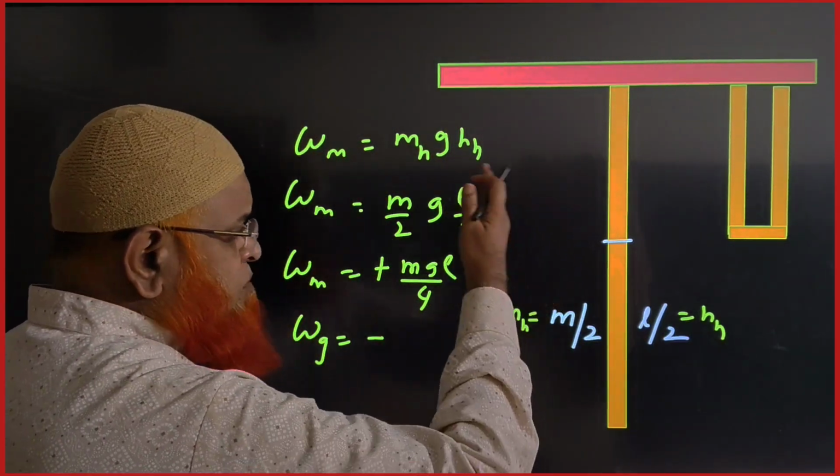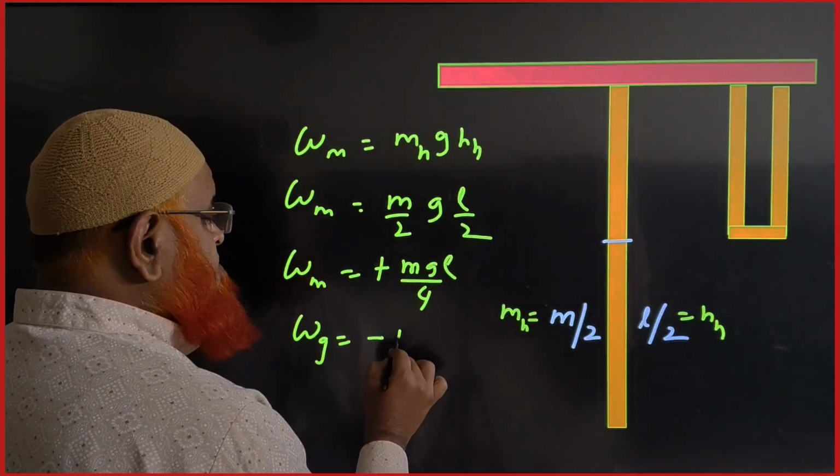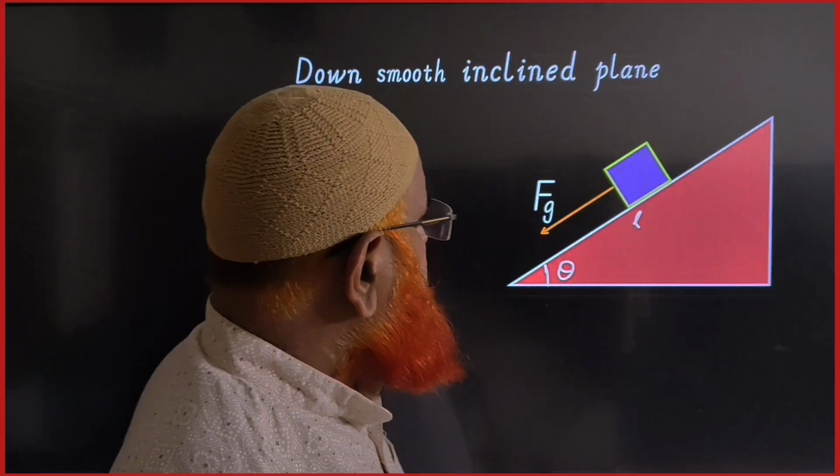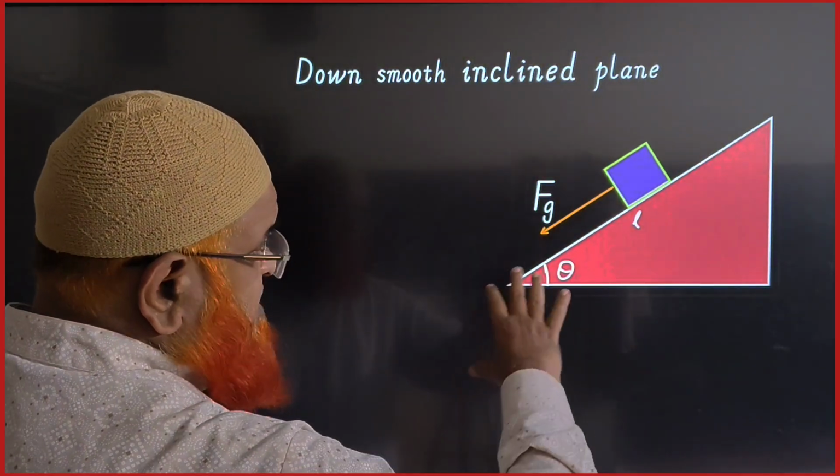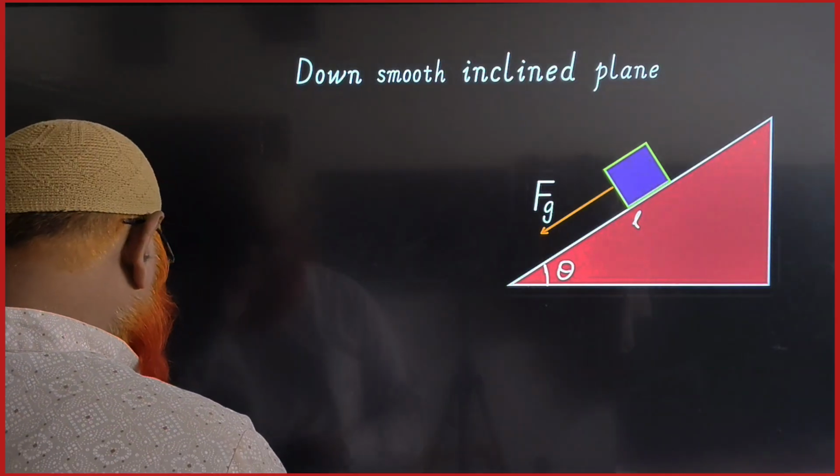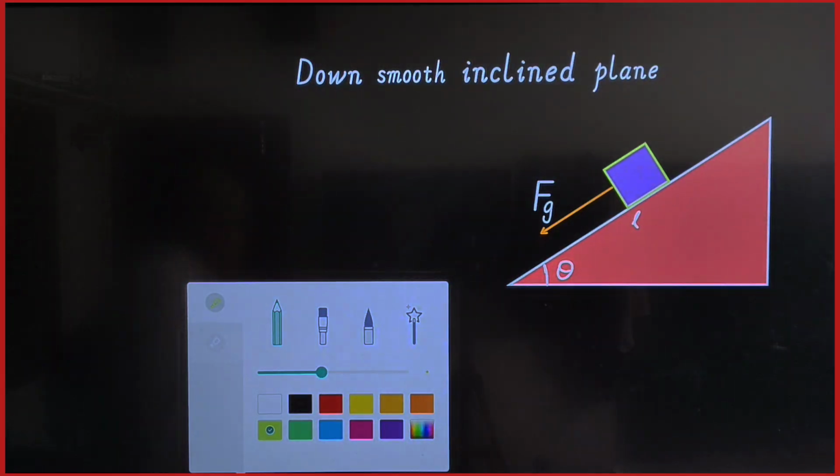Work done by gravity, because you are lifting the chain against gravity, this will be minus mgl, okay. Now, work done by gravitational force on an inclined plane. So what happens here? We are taking an inclined plane, okay.